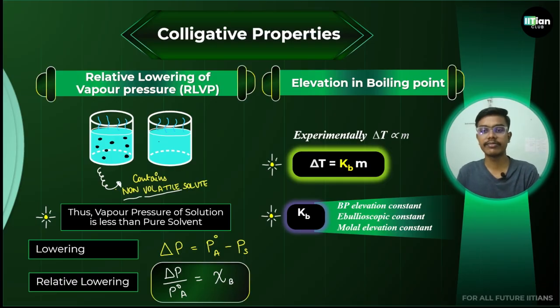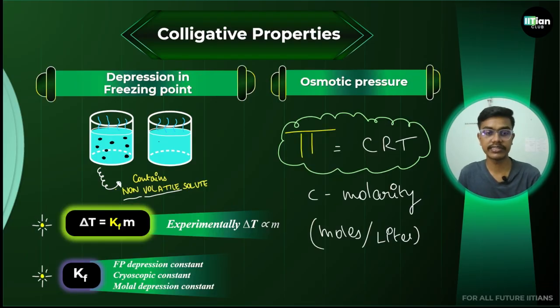The next is elevation in boiling point. Experimentally, we find that the elevation in boiling point is directly proportional to the molality, not molarity, mind you, it is molality. So Kb is the boiling point elevation constant, which you will be using to remove the proportionality over here. Similarly, when it comes to depression in freezing point, we find experimentally, delta T is directly proportional to molality, and here the constant is Kf, that is freezing point depression constant. There it was Kb, here it is Kf. And the last colligative property is osmotic pressure, and osmotic pressure pi is equal to CRT.